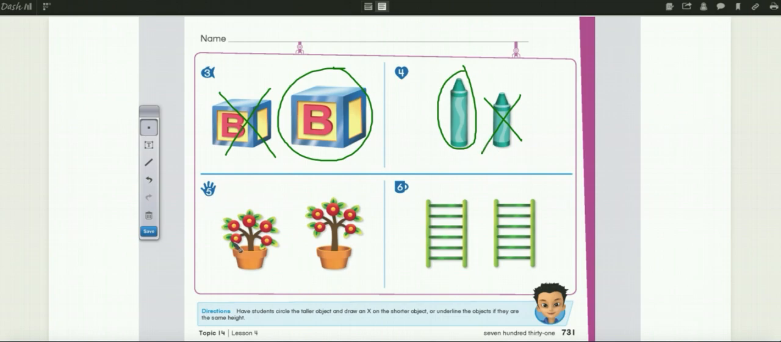Let's look at number 5. What can you tell me about these two objects? Yes, the first plant is shorter. The second plant is taller. Let's look at number 6. What can you tell me about these two objects? They are the same height.